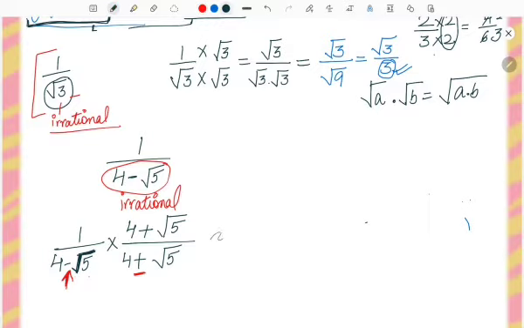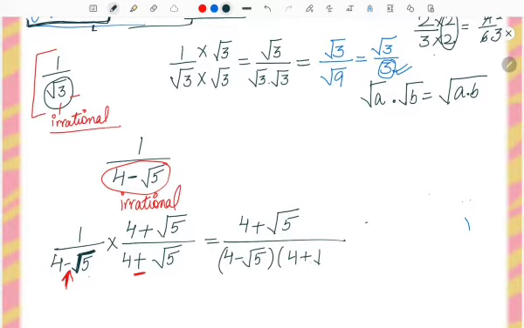Okay, let's solve this. 1 multiplied by any number is the number itself. So this is 4 plus √5. That is what will come. In the denominator, what are we going to get? 4 minus √5 multiplied by 4 plus √5.